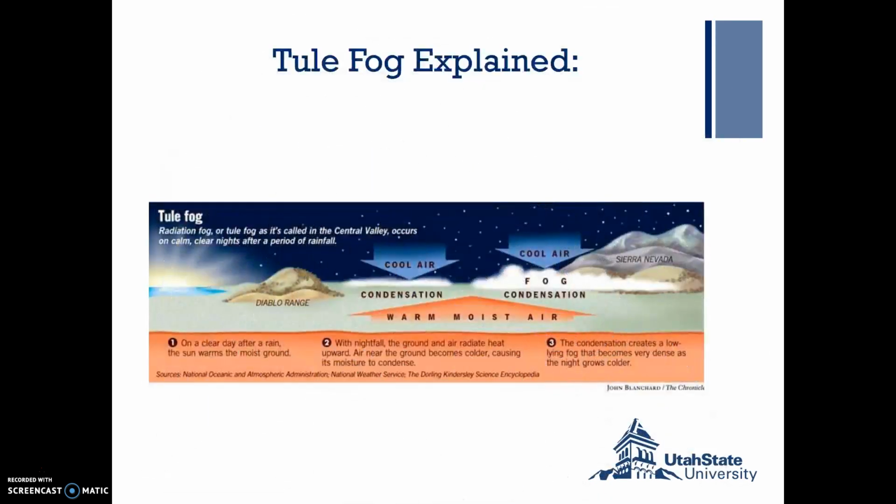Tule fog in particular, we have an infographic here explaining how that happens. First, on a clear day after a rain, the sun then warms the moist ground. With nightfall, the ground and air radiate heat upward. Air near the ground becomes colder, causing its moisture to then condense. The condensation creates a low-lying fog that becomes very dense as the night grows colder.